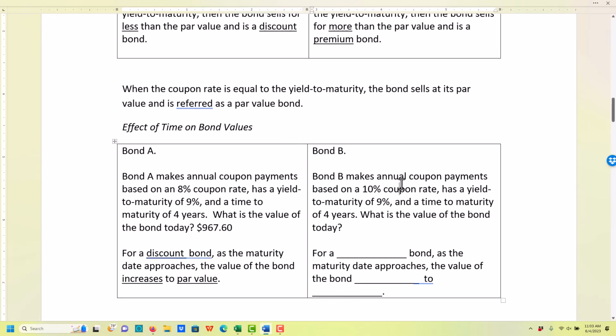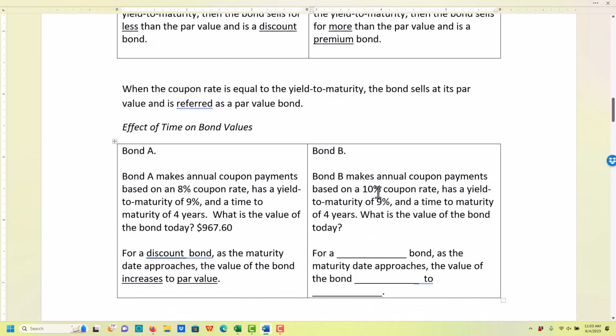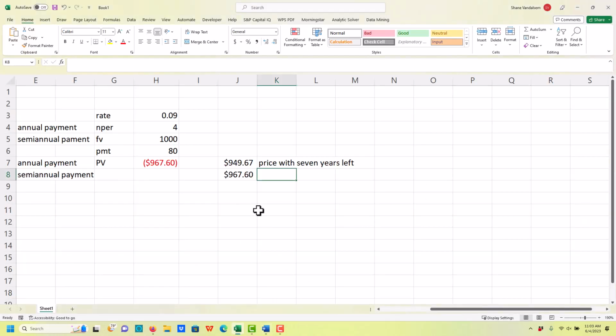So bond B, the same bond B as above with no differences, except again going from 7 years left to maturity to 4 years left to maturity. Let's do that in our little spreadsheet here. Everything was the same except for the payment. With 7 years, we had a payment of $100 for bond B, and our original value was $1,050.33. So I'll put that in here.